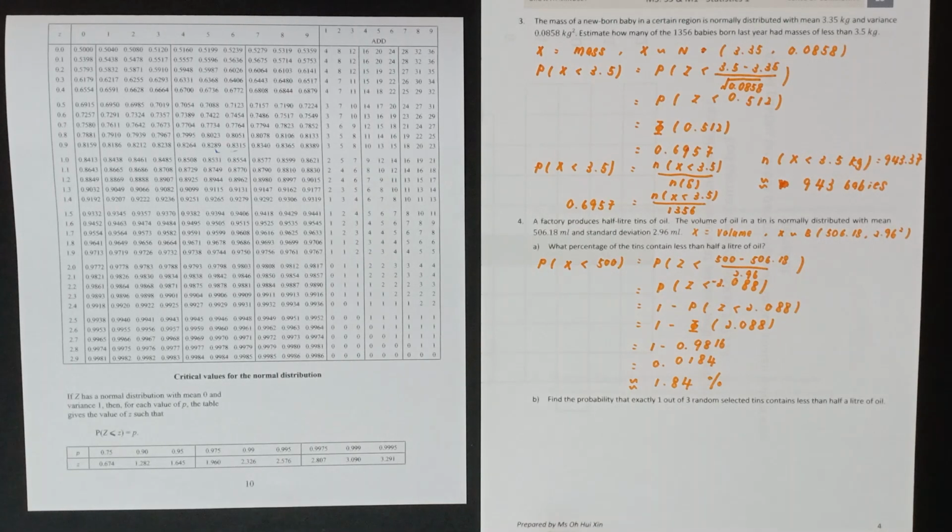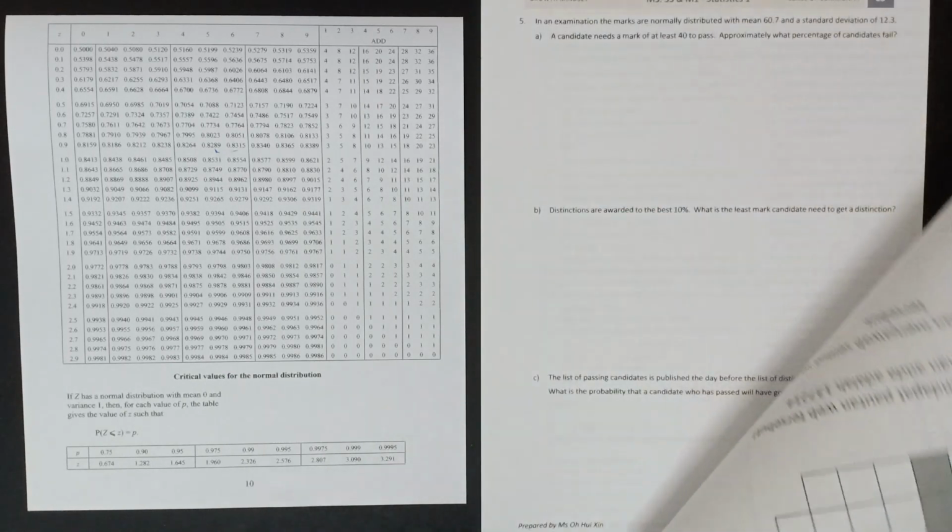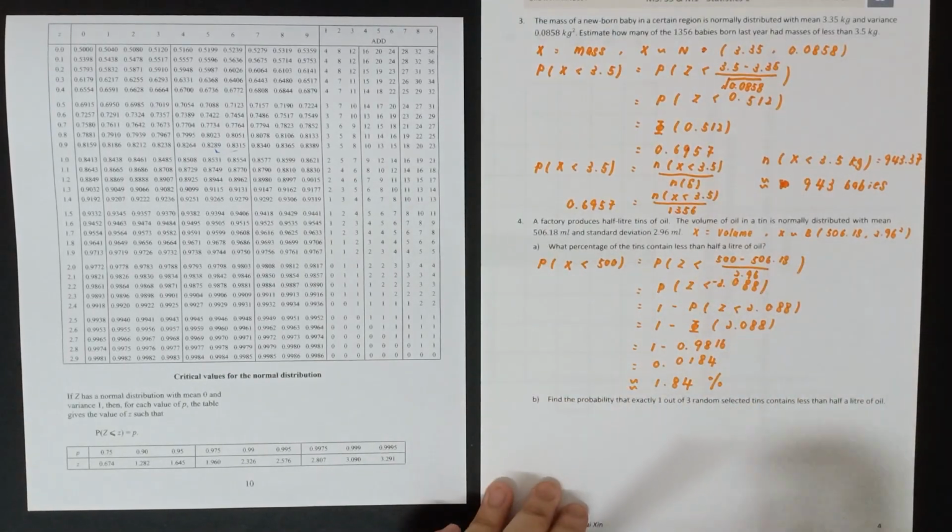Find the probability that exactly 1 out of 3 randomly selected tins contains less than half a liter of oil. I'm not sure you can see this or not, but this is basically binomial distribution. So you can see, actually all your statistics topics are very related to each other, interrelated. So you must make sure that you don't memorize without understanding why you are doing so.